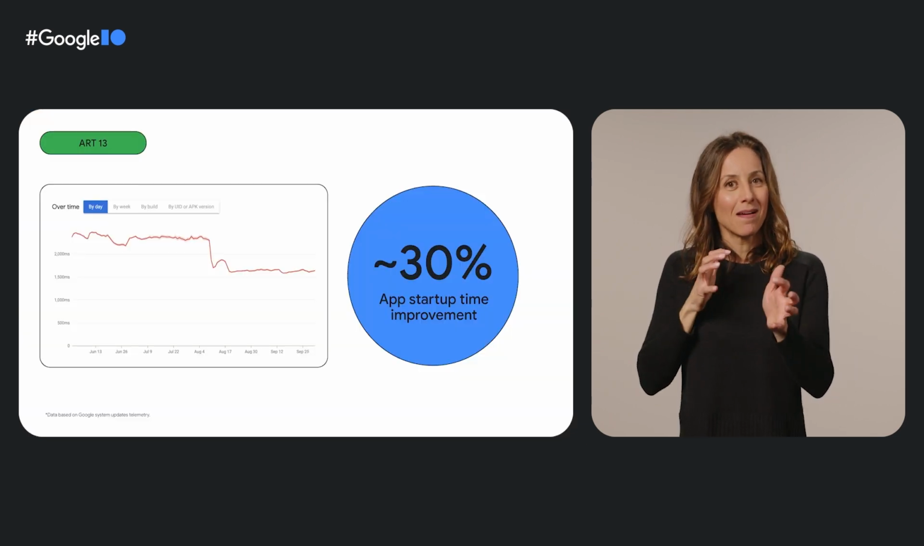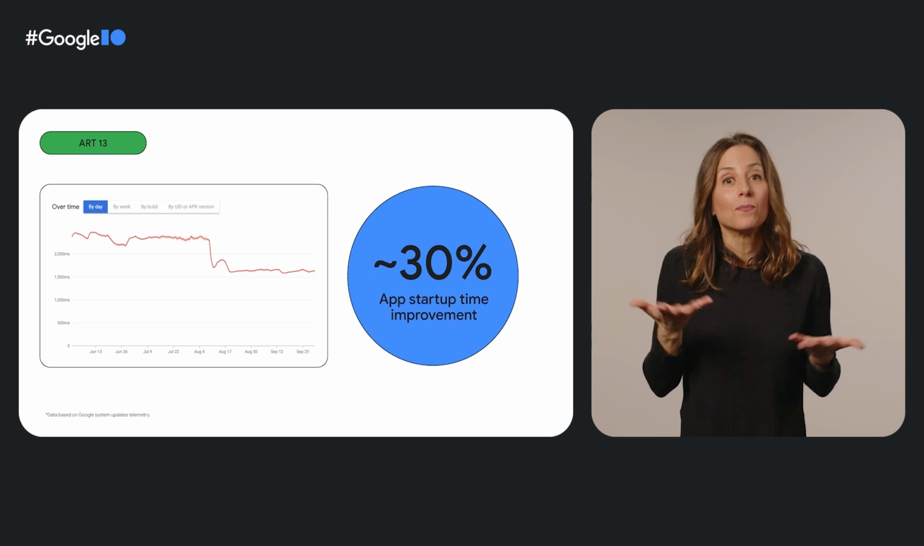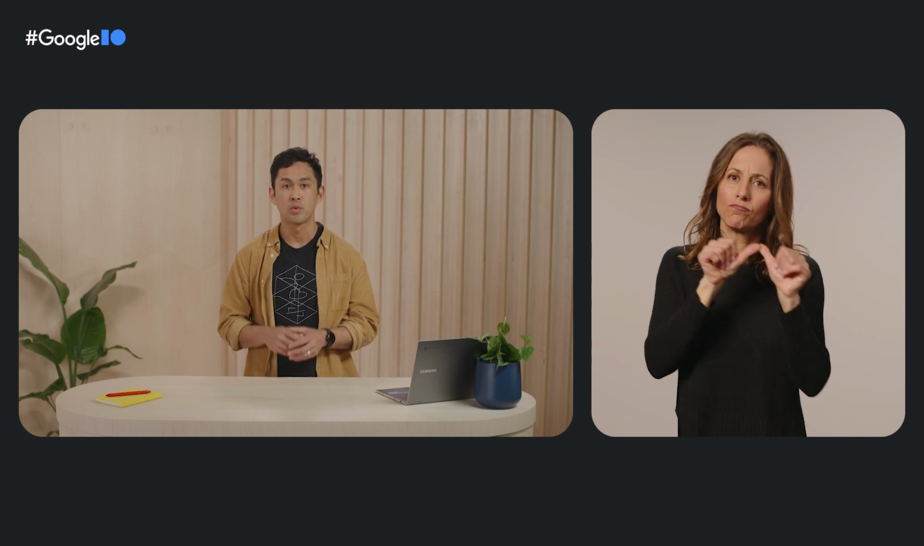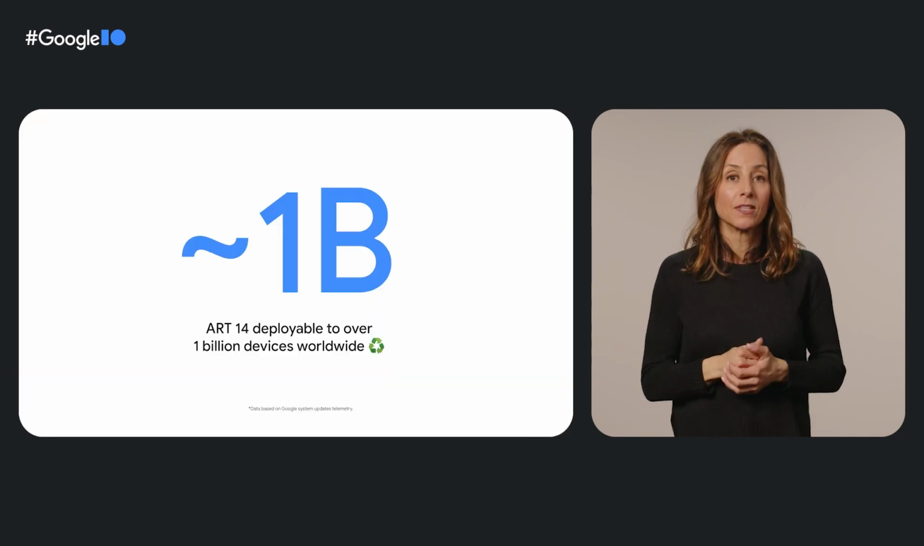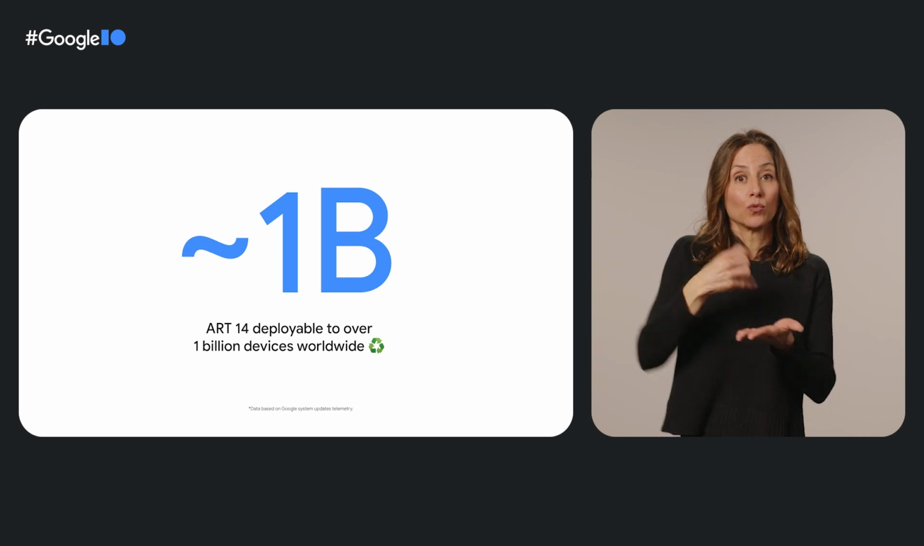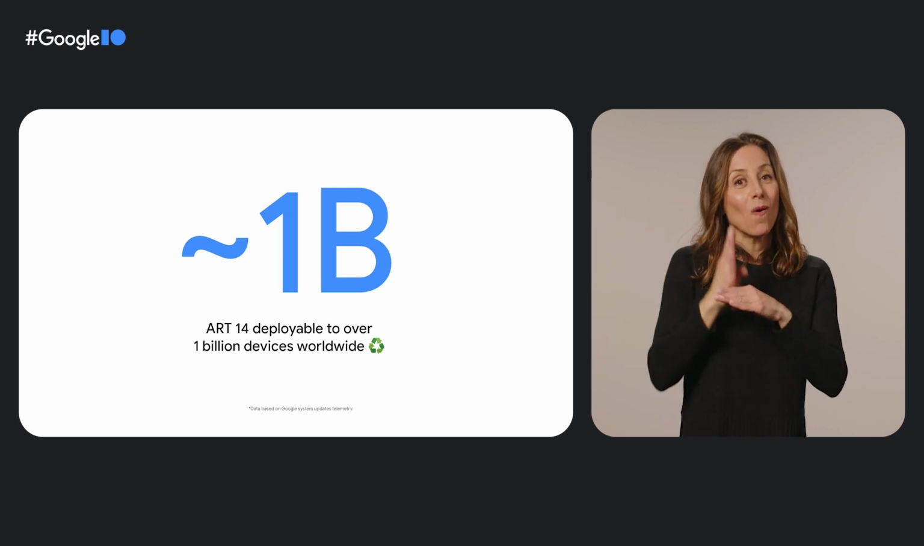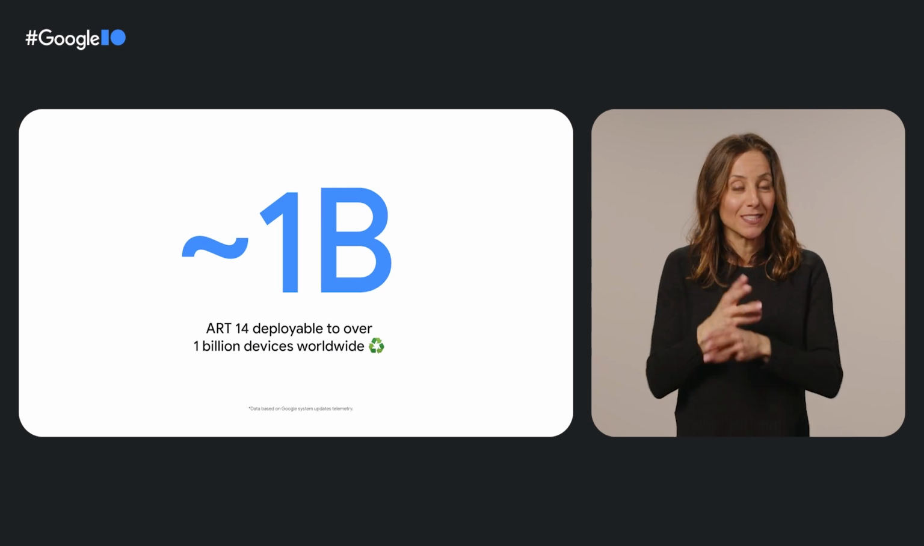For example, in the current ART version, ART 13, we're able to update Android 12 devices, resulting in up to 30% app startup time improvement. With our investments in updatability, we're making the Android ecosystem more sustainable by making devices better over time through Google system updates. With ART 14, devices running Android 12 and later can receive the latest ART features, and we project that this will benefit over 1 billion devices worldwide.